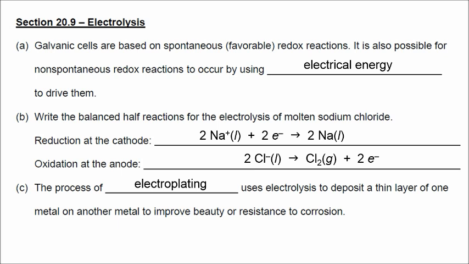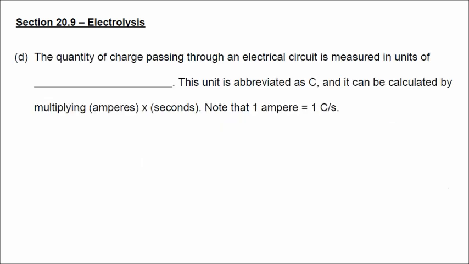Electroplating is another example where electrolysis is used to deposit a thin layer of one metal on another metal to improve beauty or resistance to corrosion. So electroplating involves adding electricity and turning an ion into a metal. The quantity of charge passing through an electrical circuit is measured in units of coulombs. This is abbreviated with the capital letter C, and you can multiply amps or amperes times seconds to get coulombs. So 1 amp or 1 ampere is equal to a coulomb per second.